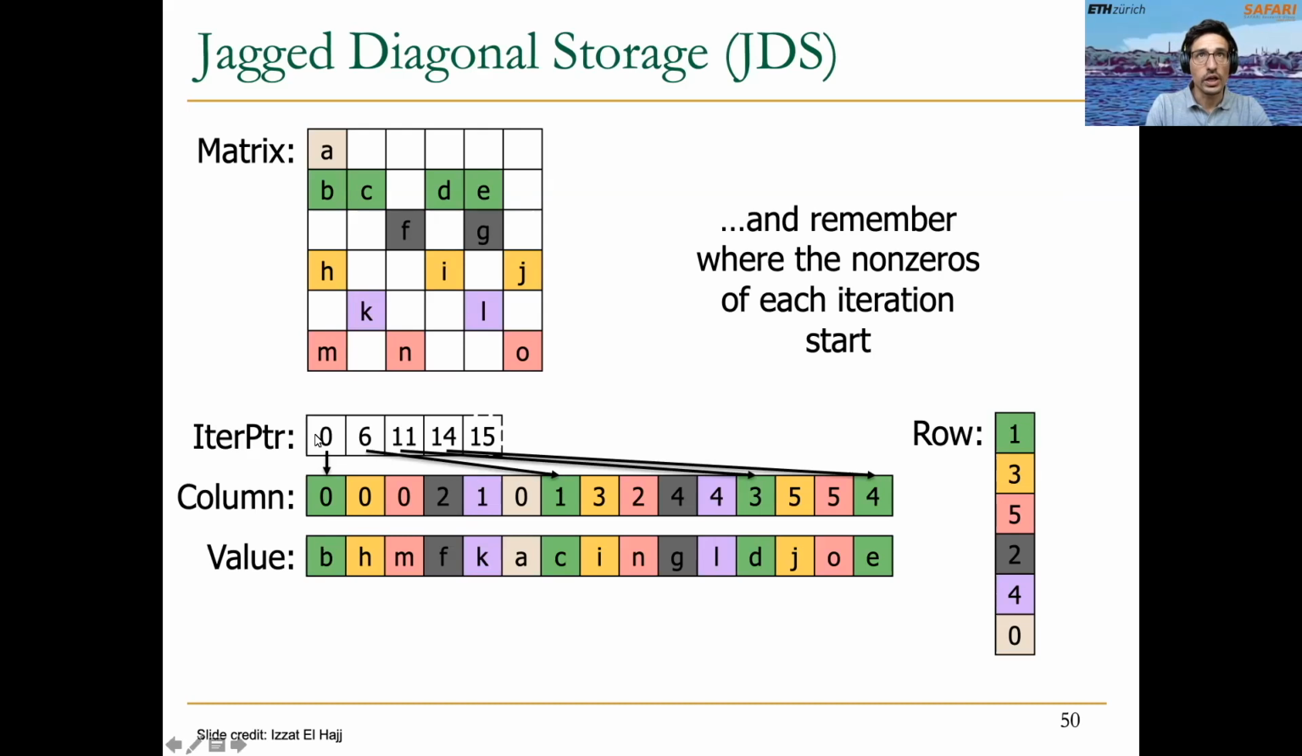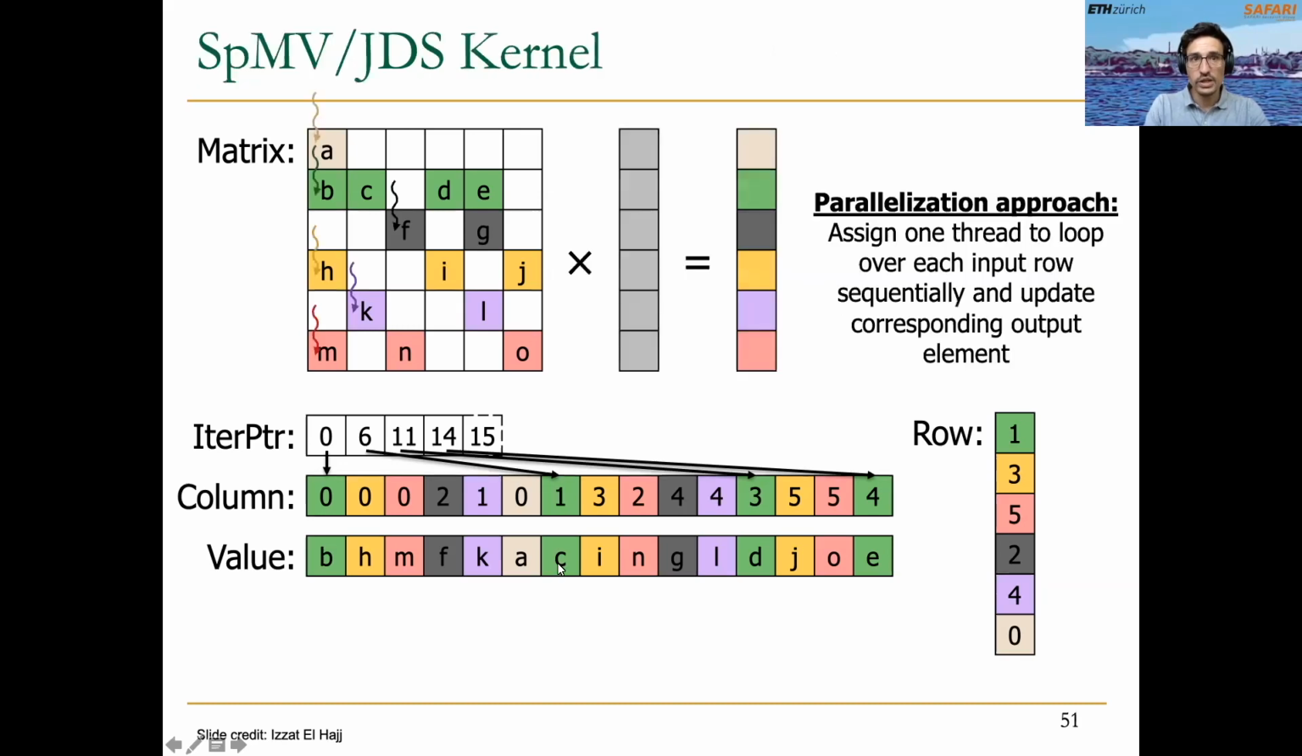So for the participating threads in the very first iteration, they will start here, and then depending on their thread index, they will go to the specific element here in the value and column array. In the next iteration, the iteration pointer is 6 in this case, so they will start the second iteration from this element. So let's see how we implement the SpMV operation with the JDS compressed format.